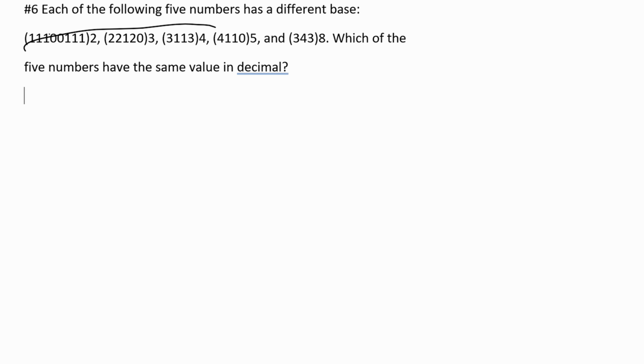We're given 5 different numbers. They each have a different base. We need to see which of the 5 numbers has the same value in decimal. Currently, they're given to us in a sort of binary form. So for the first one, we're going to be looking at this. We're going to have a 1, 1, 1, 0, 0, 1, 1, 1.